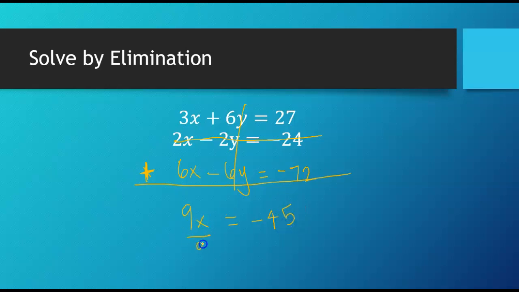Okay, and then to get x by itself, we need to get rid of times 9. We'll divide both sides by 9. Negative 45 divided by 9 is 5. So x equals negative 5.